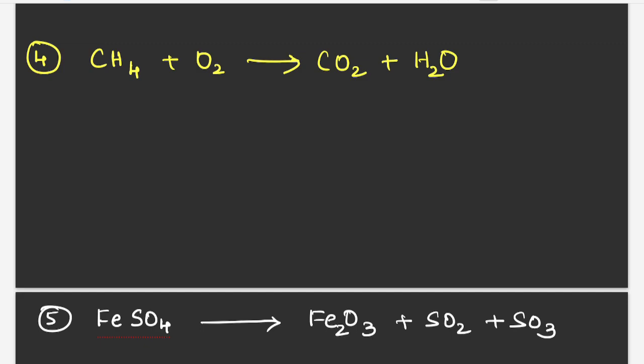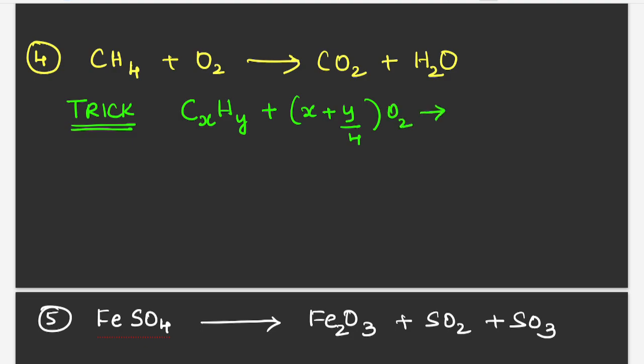So how are we going to balance this? Use this trick. The trick you are going to use is this formula, that is CxHy plus (x plus y by 4) oxygen giving x times carbon dioxide plus y by 2 water. This is the formula we are going to use.